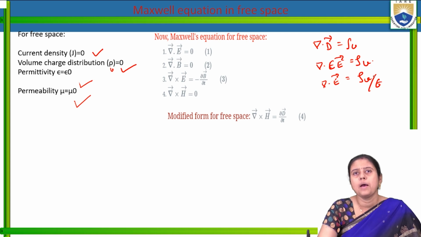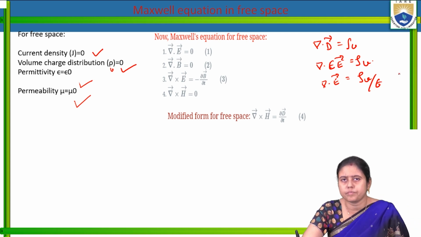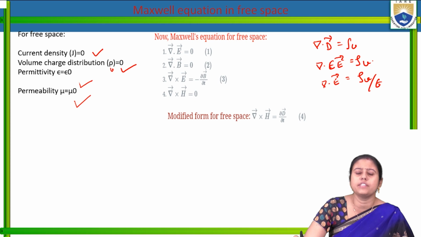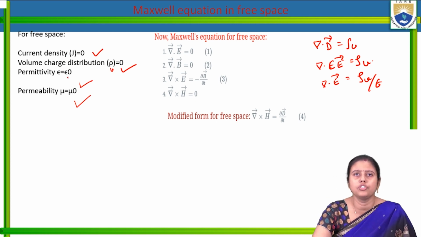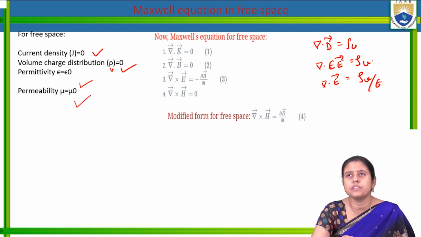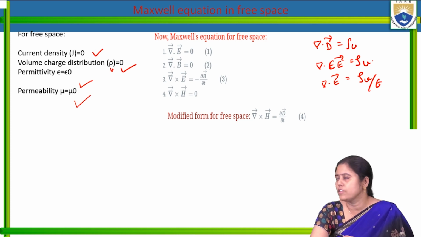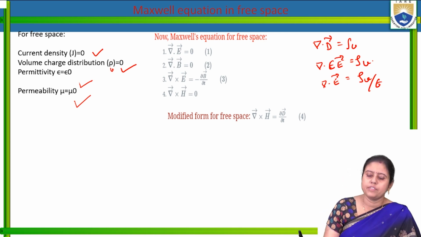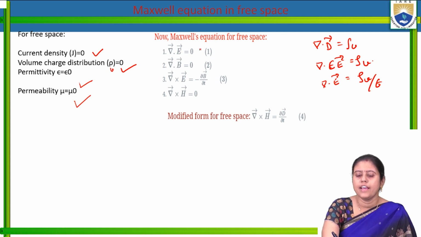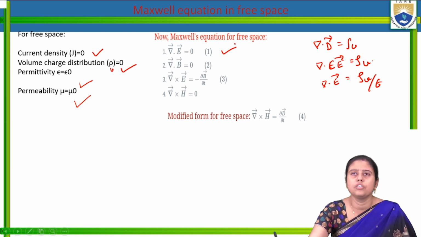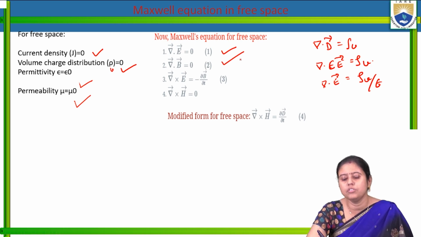This is the general thing. But in free space, we always take some assumptions that the current density equals 0. Current equal to 0 means there is no charge, and no charge means rho v equals 0. So grad dot E is equal to rho v by epsilon, and if there is no charge, we can write grad dot E is equal to 0. From the second equation we already got grad dot B is equal to 0.